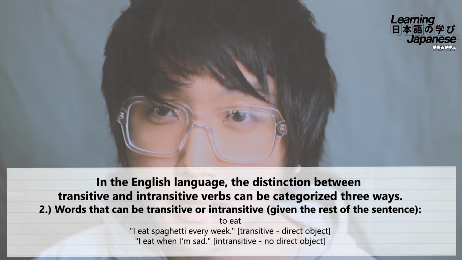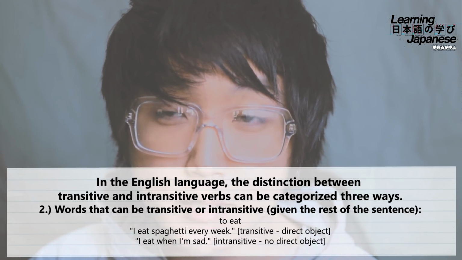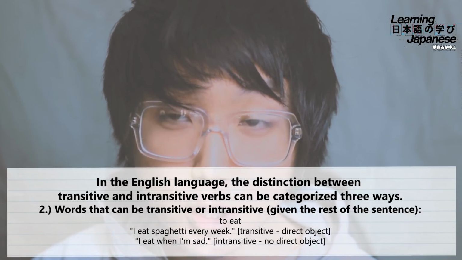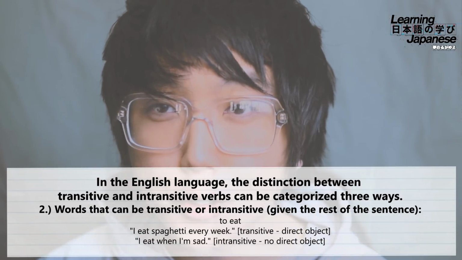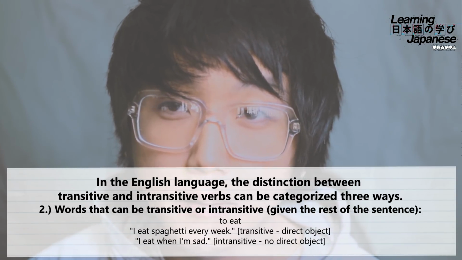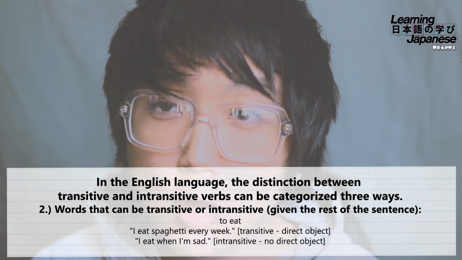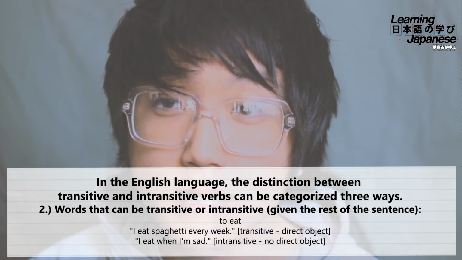Secondly, we have words that can be both transitive and intransitive. For example, the verb to eat. I can say I eat spaghetti every week. The direct object of that is spaghetti, so that's using it as a transitive verb. Or alternatively, I can say I eat when I'm sad, and there's no direct object to that. I'm not saying what I'm eating, I'm just saying that I do that action when I'm sad. So that's being used as an intransitive.